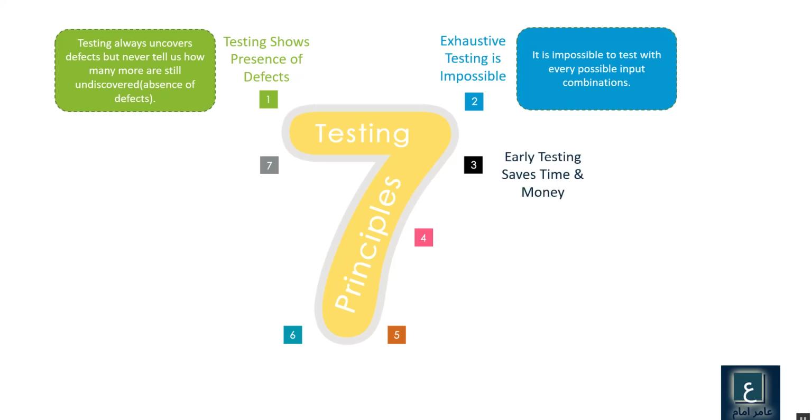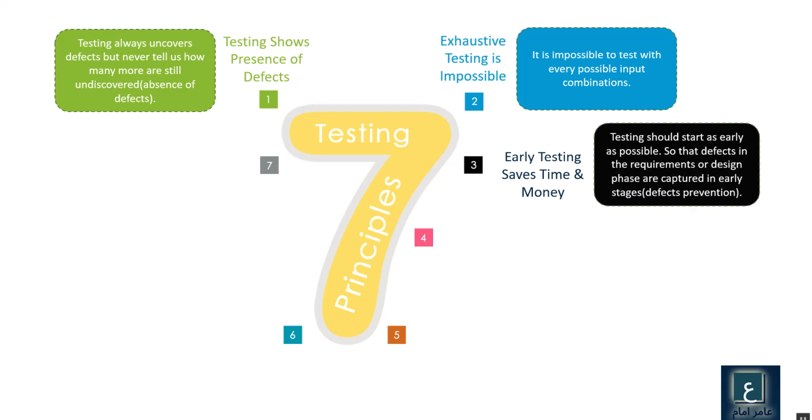So principle number 3 is early testing saves time and money. So testing should start as early as possible in the software development life cycle. It means software testing should start from the requirement gathering phase or early in the design phase, so that it can prevent defects in the later phases.